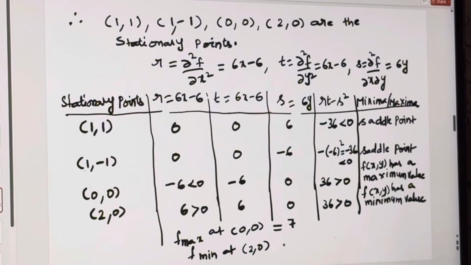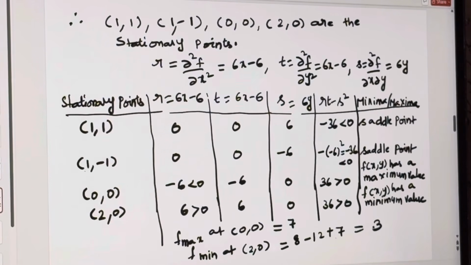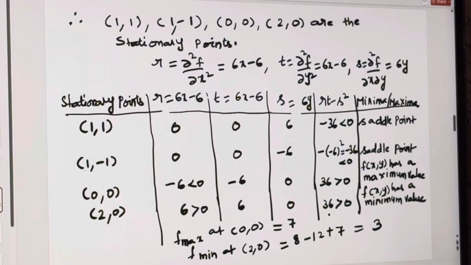For this, f min at 2,0, the value is, you will be getting it as say 8 minus 12 plus 7 which is nothing but 3. Okay, so this is about maximum value and minimum value for the given function topic students. I hope you have followed the lecture.